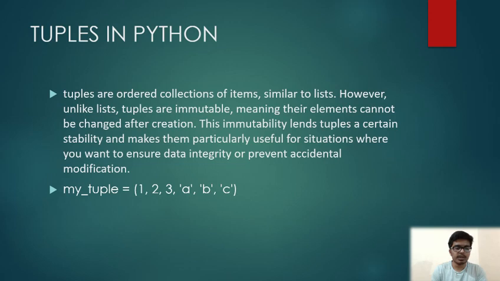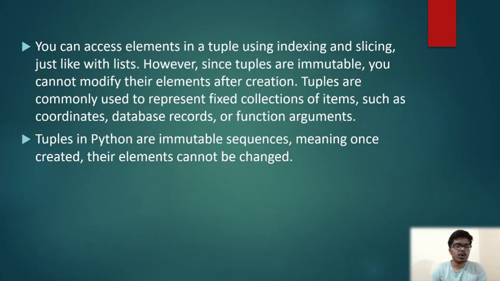It is defined by my_tuple equals open brackets 1, 2, 3, whereas lists are represented in square brackets, tuples are represented in round brackets. You can also access elements in a tuple using indexing and slicing, just like with lists. However, since tuples are immutable, you cannot modify the elements after creation. Tuples are commonly used to represent fixed collections of items such as coordinates, database records, or function arguments.